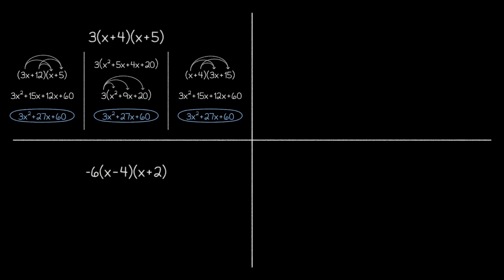Next, we need to decide which two factors we want to multiply first here. While any order will work, it's probably easiest to multiply the two linear factors first. That way, we can get the double distribution out of the way before we complicate matters with an extra factor. So let's do that double distribution, and when we get to this step, remember that we're going to think of it as negative 4 times x, which is negative 4x. And then we get negative 4 times 2, which is negative 8.